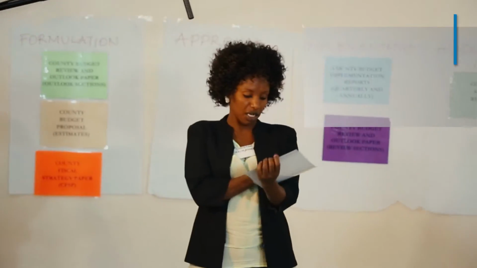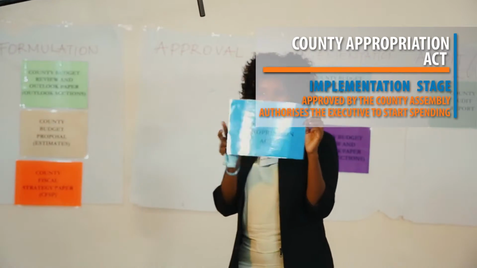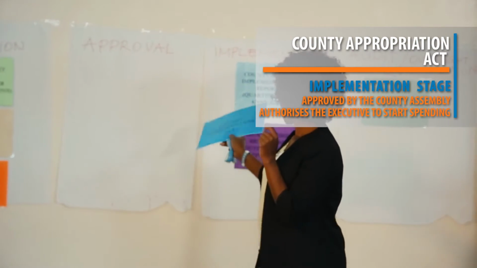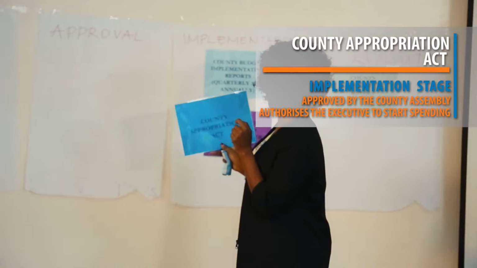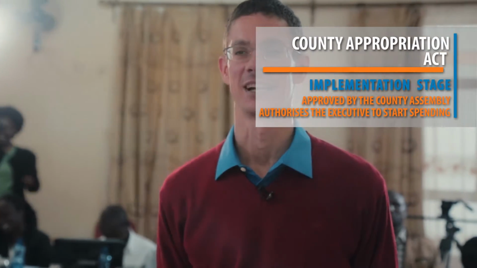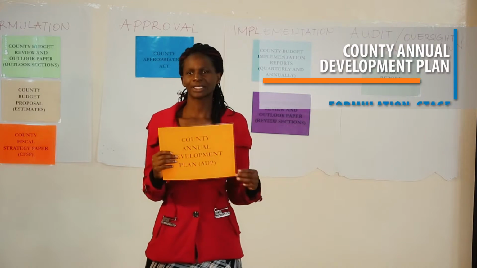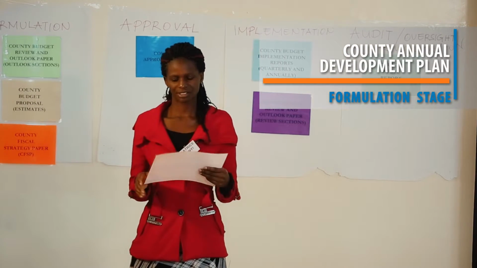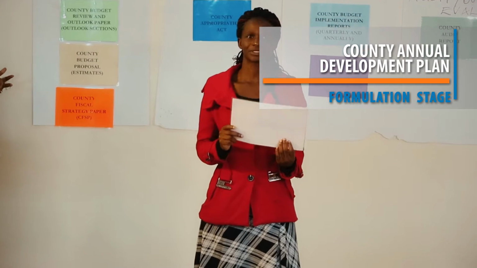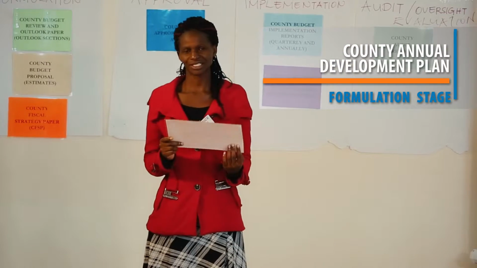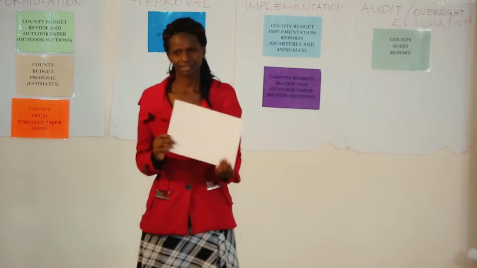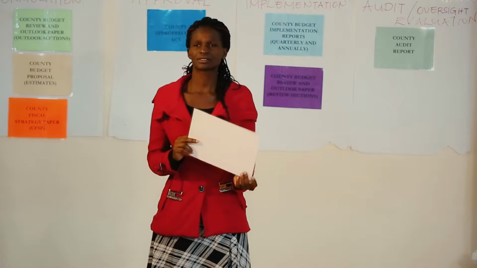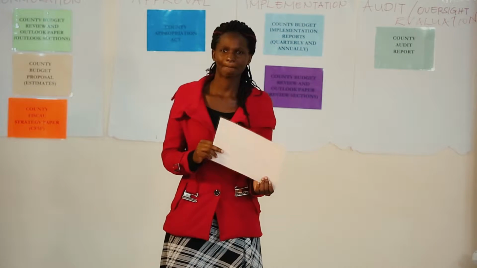Okay. County Appropriation Act. This comes after the approval of the budget. Okay, it is approved by the County Assembly. Thank you. County Annual Development Plan. It is the first document to be produced in September. I think it's first, and it is extracted from the County Integrated Development Plan. Okay, so it is part of which stage?